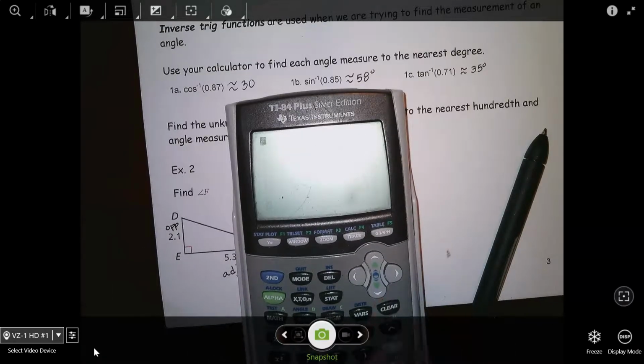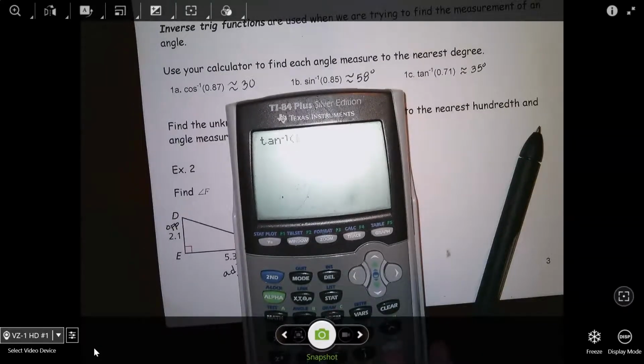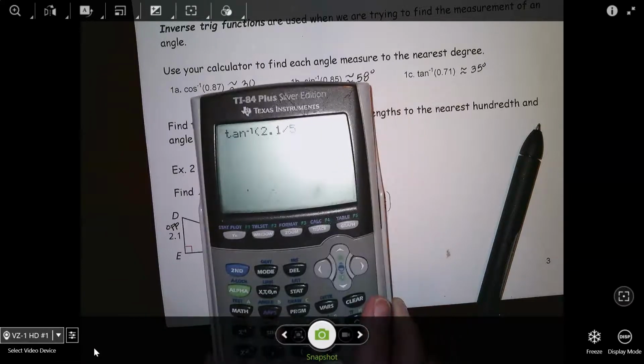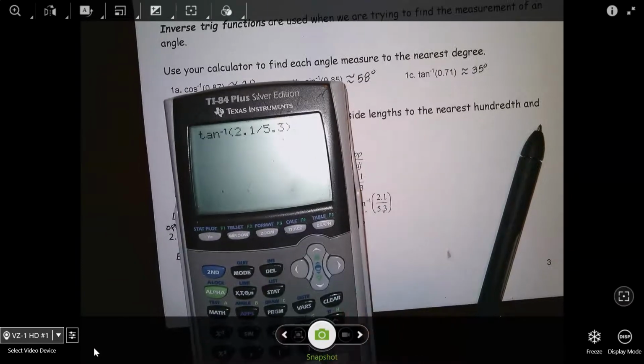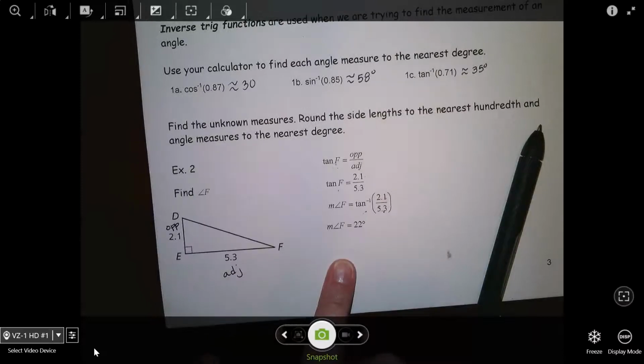I'm going to hit second tangent, and then take the 2.1 divided by the 5.3. I'll move that over there so you can see what's going on. Press enter. 21.6. Again, you normally round angles to the nearest degree, or follow the directions if they're different. So that's how I got about 22 degrees.